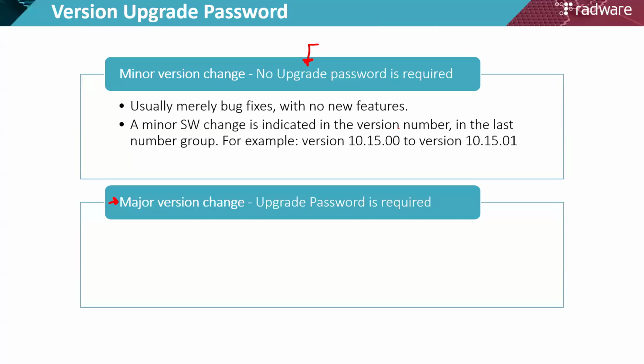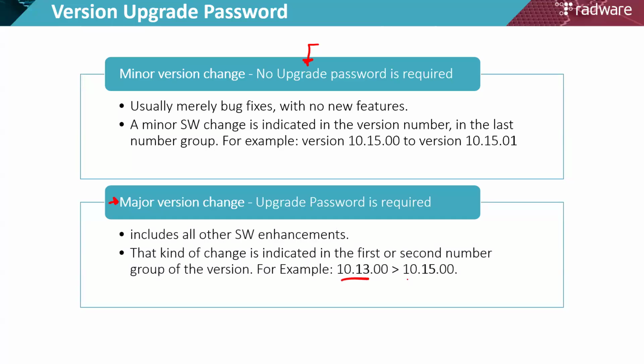But if it's a major version upgrade, like let's suppose from 10.13 to 10.15, this kind of change is indicated in the first or second number. If this is the case, then you require an upgrade password. And now the next question obviously would be, where can we find this password, right?